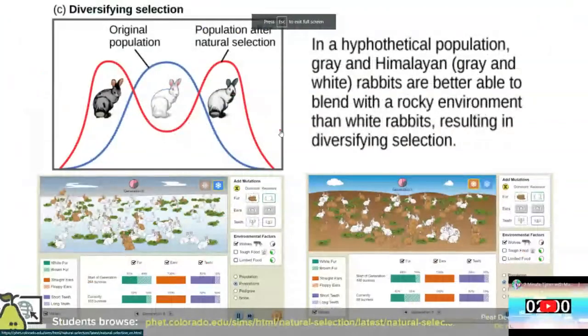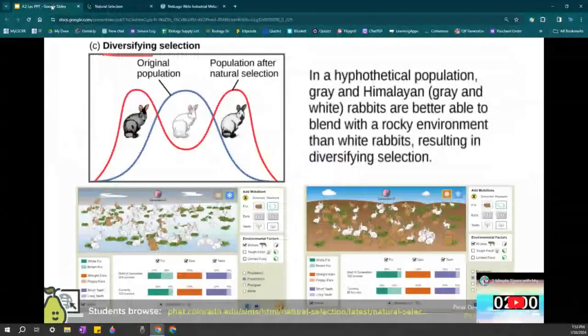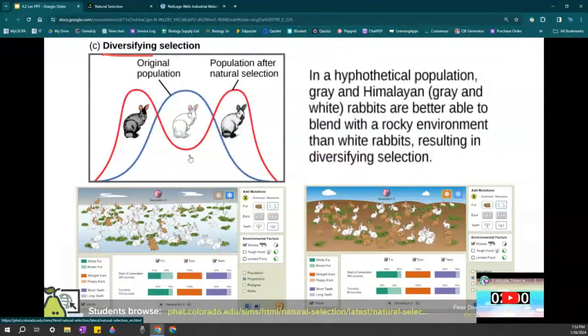All right, an example of bimodal selection or diversifying selection is these bunnies. Let's say these bunnies live in a Rocky Mountain area. The gray bunnies are very well camouflaged, and these multicolored bunnies are camouflaged, but the white bunnies are not very well camouflaged. If you'd like to, you can play with this simulation.